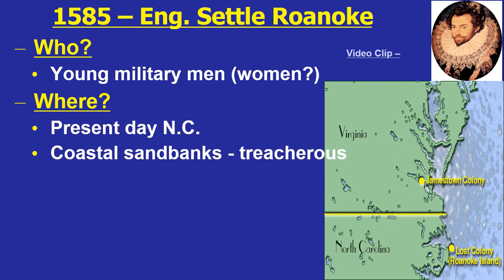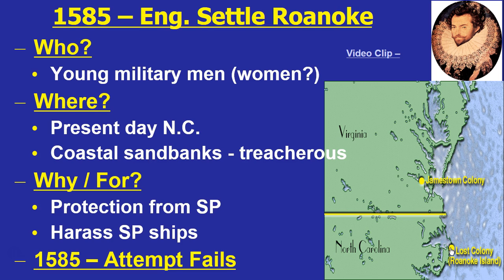In 1585, he settles a place called Roanoke. Who's going there? Young military men. Women, not really. Present-day North Carolina is where it's at, even though this is really all Virginia colony, or Virginia, as it's referenced by the English. And it is a location where there's pretty much sand. It's way out here, as you can see. Sandbanks. It's treacherous. It's not easy to get to. They put it there for that reason, because they felt it was more protective for them, protective from Spanish ships.